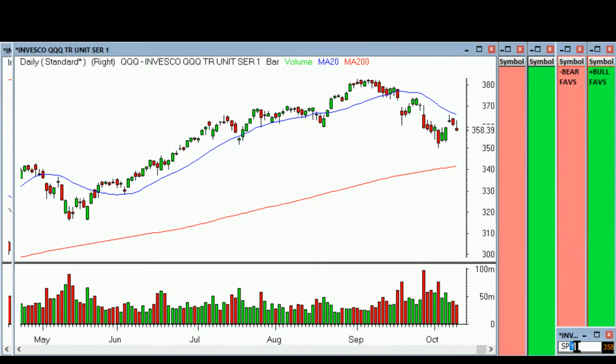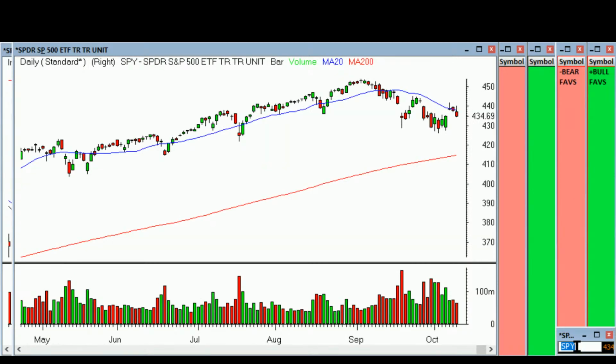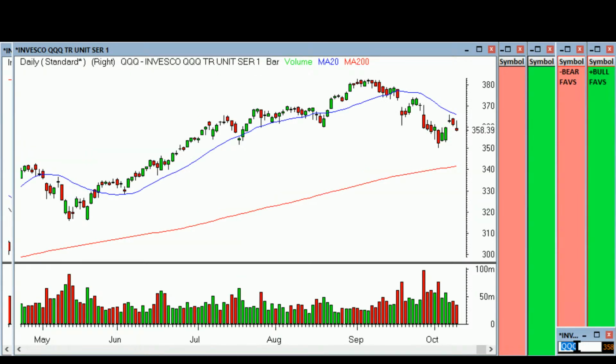Similar picture, but slightly weaker. Notice the SPY just went below the 20 today on the daily. The Qs well below the 20 already. So the Qs is definitely weaker, but that's understandable because the Qs led on the way up, right? Thanks to Google, Apple, Facebook, Amazon, the mega cap tech names. And so now they're probably going to get sold a little bit.